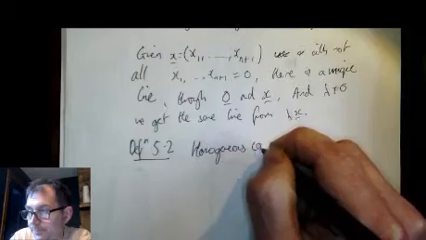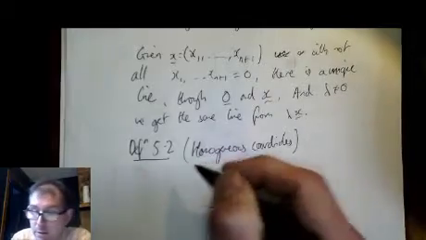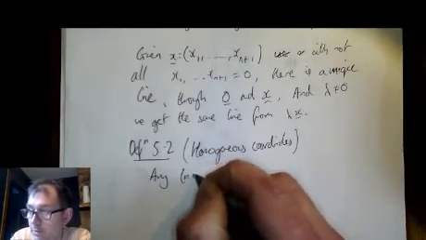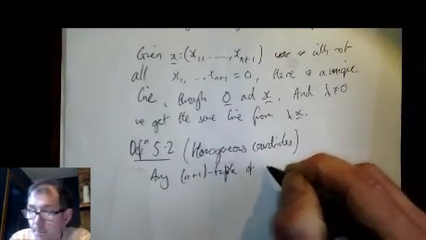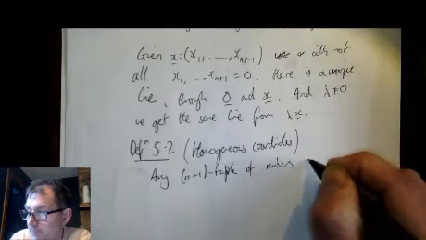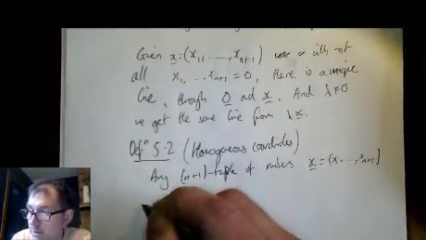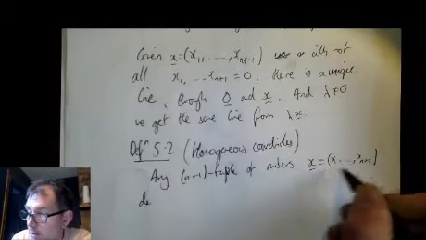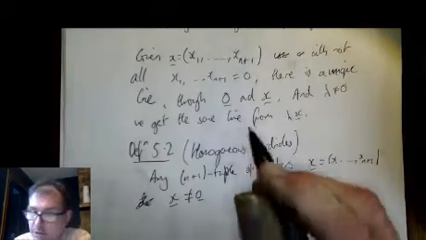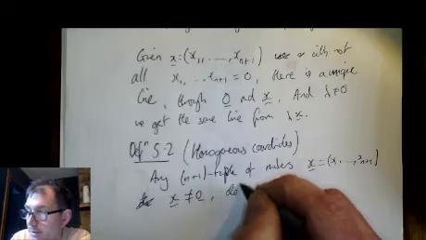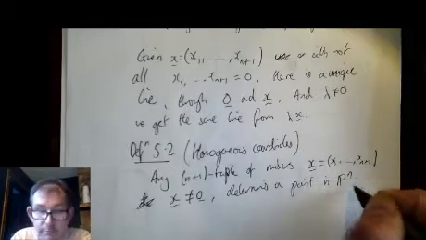Homogeneous coordinates. So any n plus 1 tuple of numbers x, which is x1 up to xn plus 1, with x not equal to 0, so at least one of these things has to be non-zero, determines a point in Pn.